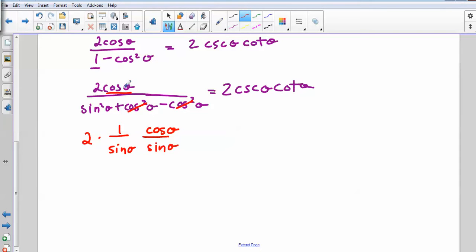So I took my 2 cosine theta over sine squared. I pulled the 2 out front. The cosine is here, and the sine squared is sine times sine. So I just pulled this into 3 different pieces because I looked at what I was trying to make. So now the 2 is still there. This one becomes the cosecant, and this one becomes the cotangent.